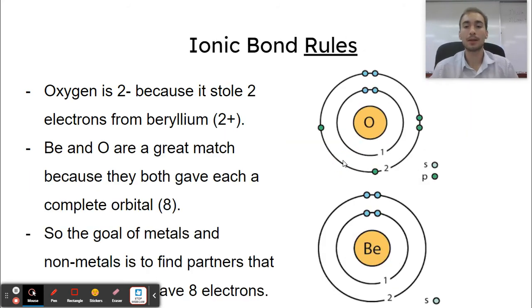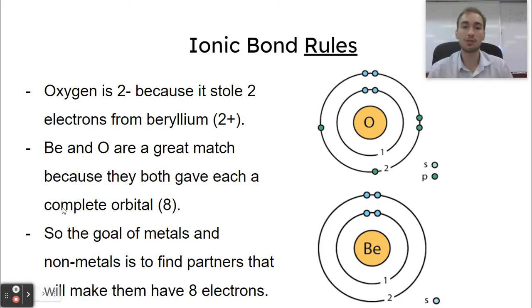Okay? Here's some recap. Here are the rules for ionic bonds. So oxygen is 2- because it took these 2 electrons away from beryllium and gave them to itself so it could be full. So beryllium lost 2 electrons, so beryllium is 2+. Beryllium and oxygen are a great match because they both gave each other a complete orbital. Oxygen needs to gain 2 to have 8, and beryllium needs to lose 2 to go back down to a full orbital. So that's how ionic bonds work.